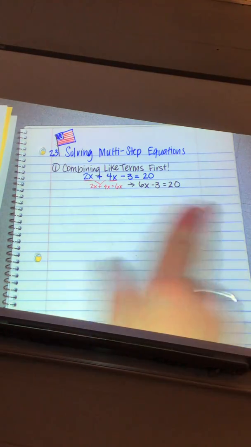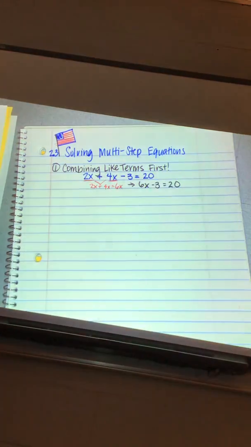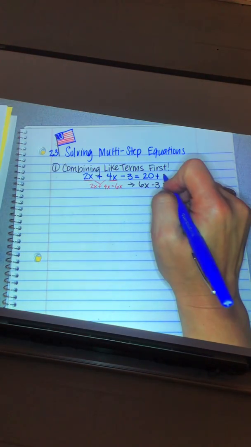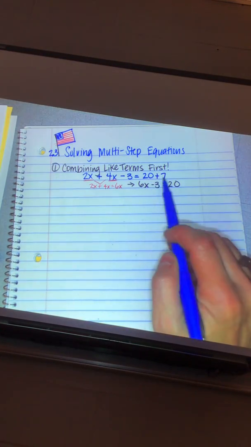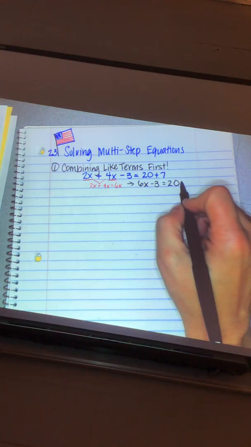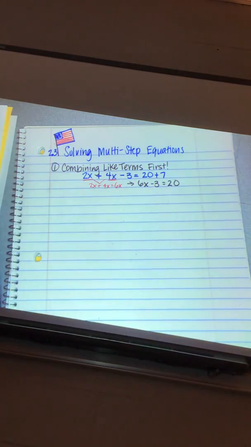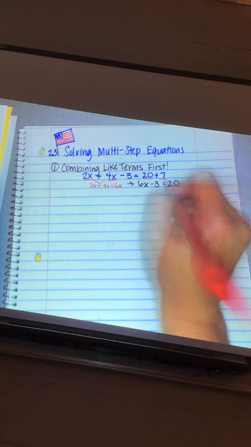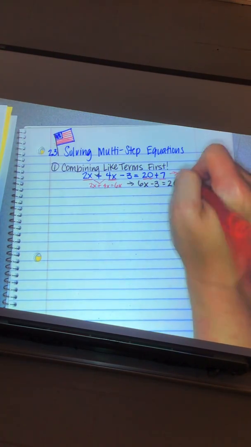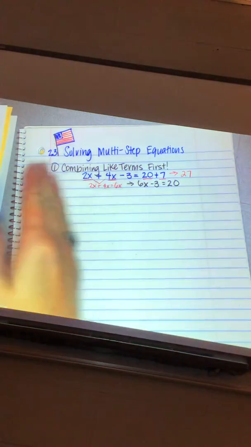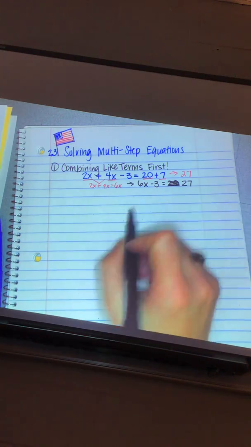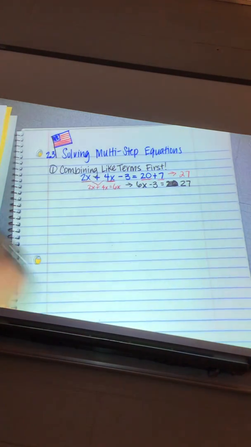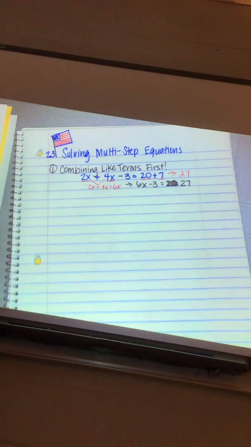Sometimes it might be that there's a number, like this one could say 20 plus 7 over here. Well, if we have two like terms over here that are numbers, we're going to combine those as well. So we also would combine 20 and 7. We would make that a 27. Just add those together before you start moving things over. So now, instead of 20, this would be a 27. So this would be your equation that you now have left. All right? And then your next step is just like we did yesterday.